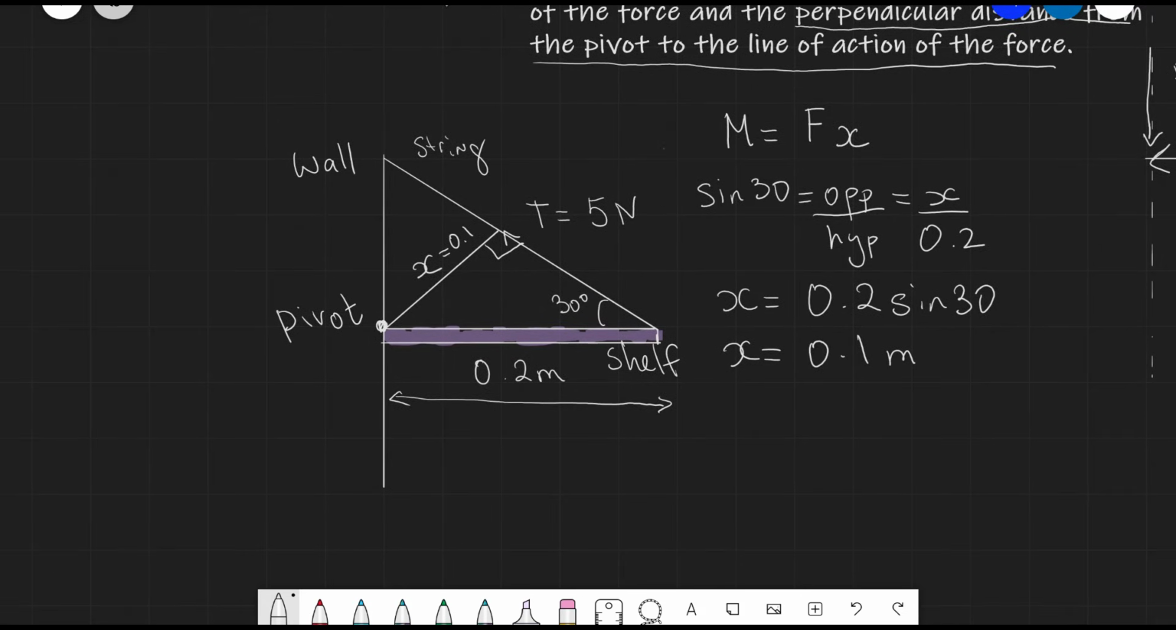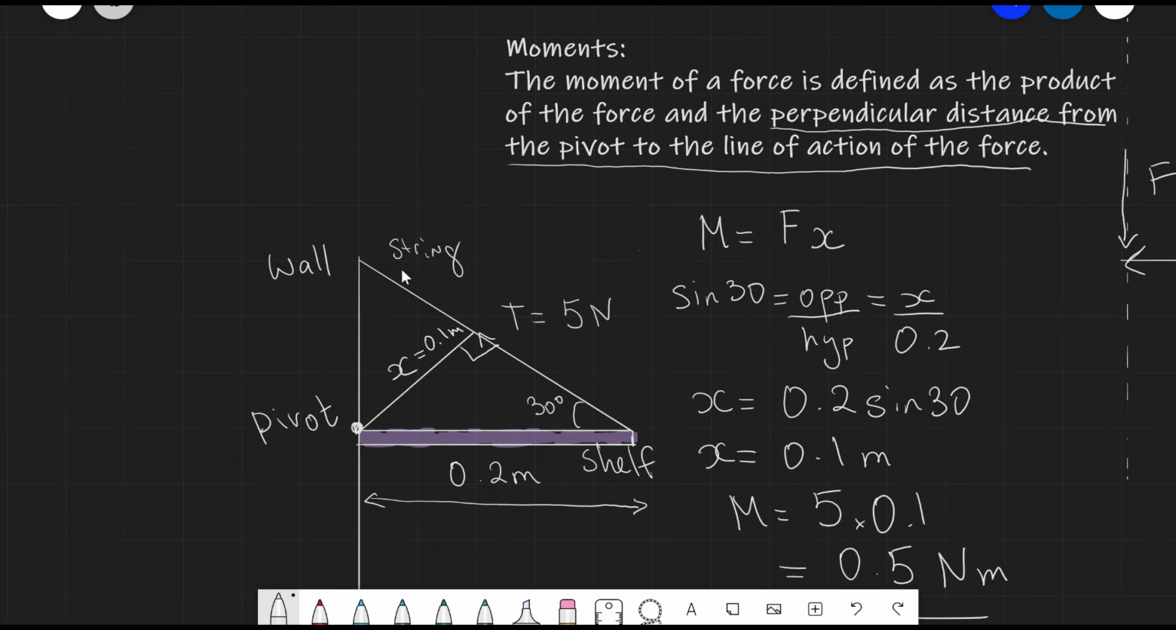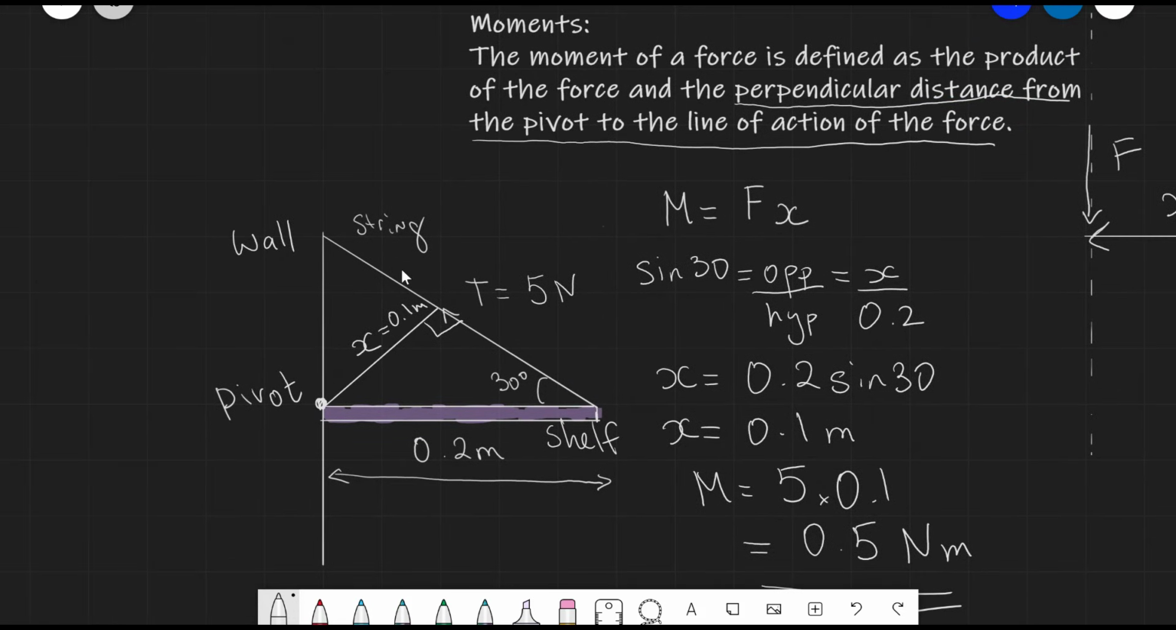Okay, well, this means that our moment for this force will be equal to 5 newtons multiplied by the perpendicular distance from the pivot point to the line of action of the force, which is just 0.1 meters, so 5 times 0.1 will be equal to 0.5 Newton meters. The unit for a moment, by the way, is Newton meters because it is just force multiplied by a distance, the perpendicular distance from the pivot point to the line of action of the force.